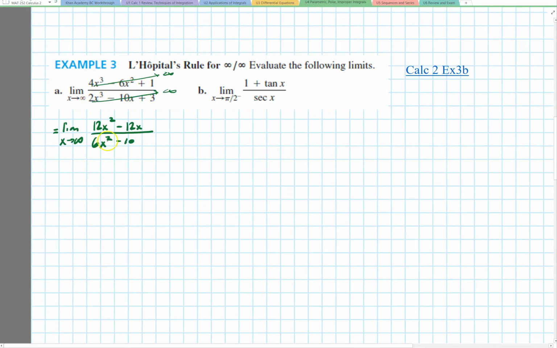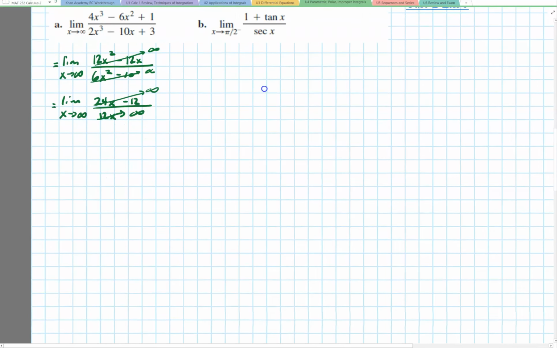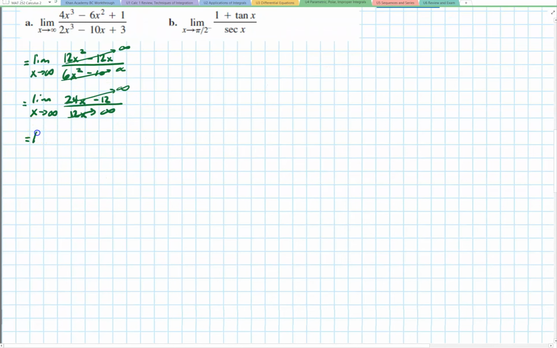I've already taken the derivative of each, and again, we see that both the numerator and the denominator go to infinity. Well, that's okay. Since they both go to infinity here as well, this new limit is a candidate for L'Hopital's rule as well. So we'll try it again. We'll investigate the limit as x approaches infinity, this time of 24x minus 12 over 12x. Again, both are going to approach infinity as x approaches infinity, so we'll try L'Hopital's rule one more time. Limit as x approaches infinity of 24 over 12, or in other words, 2.